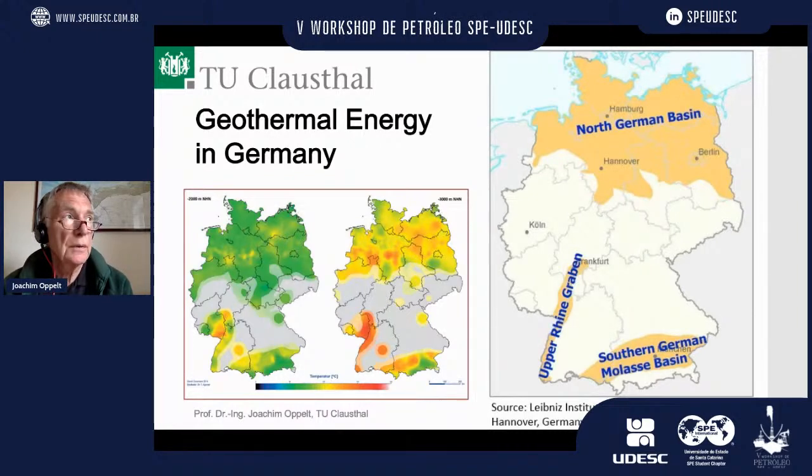These are two areas with geothermal anomalies. By anomalies, I mean areas where the temperature gradient is higher than 3 degrees per 100 meters, which allows producing better heat than in any other area. Unfortunately, I have to say that the geothermal activity is still relatively small in Germany compared to the potential that we have there.